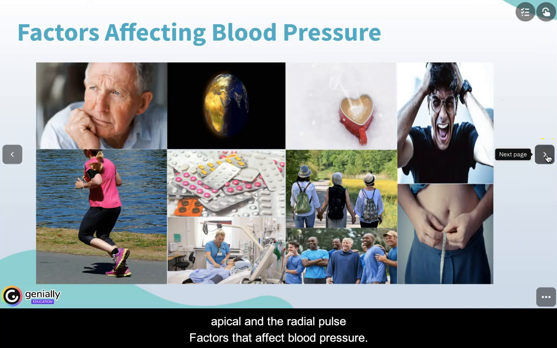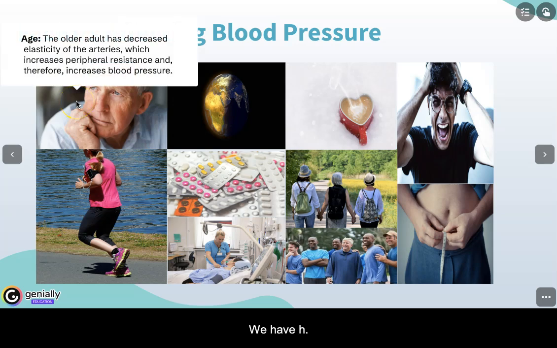Factors that affect blood pressure. We have age. Older people tend to have increased blood pressure. Remember, the respirations and heart rate in older people decrease, but the blood pressure increases, and that's because of peripheral resistance. You'll learn more about this again in your cardiovascular lecture.